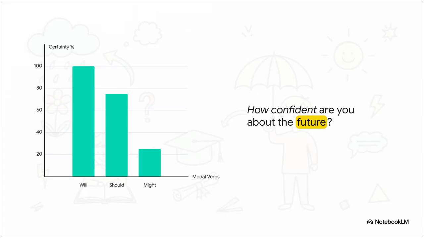When you're predicting the future, how confident are you? Will gives you absolute 100% certainty. Should drops to around 75%. May is basically a coin toss at 50%. And might is way down at 25%, just a really small possibility.